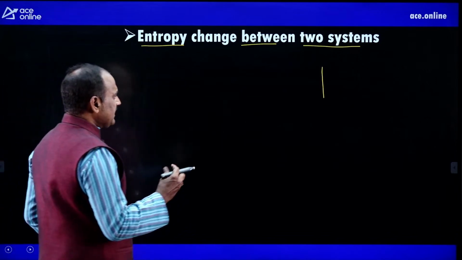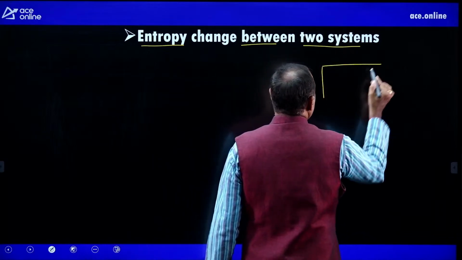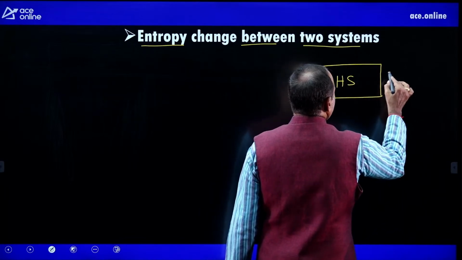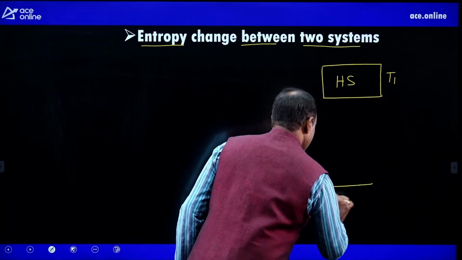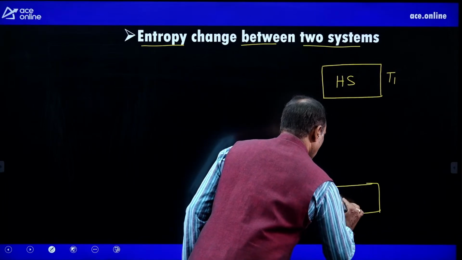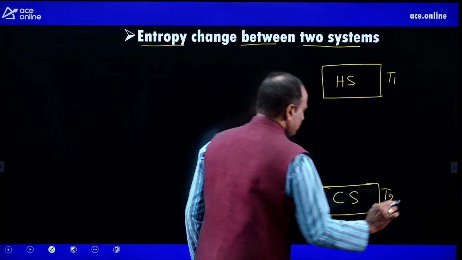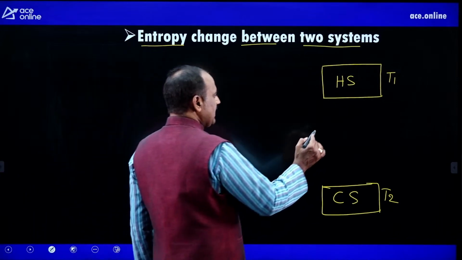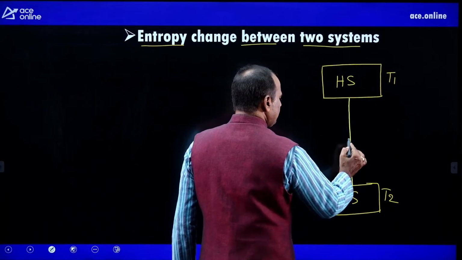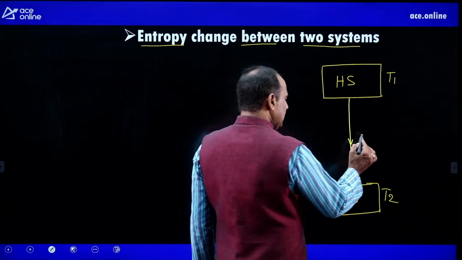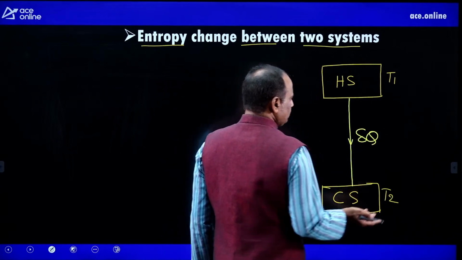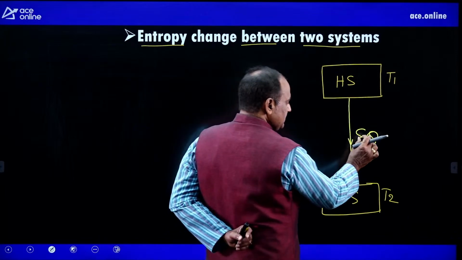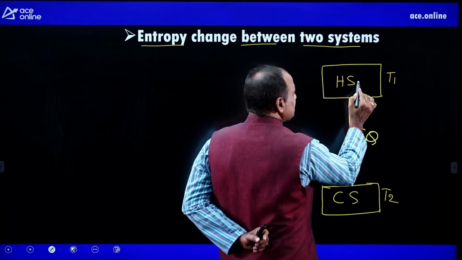Yes. Then let us take the hot source. Assume that the hot source is maintaining the temperature T1, and the cold source is maintaining the temperature T2. When you keep the hot source and cold source side by side, naturally heat transfers from the hot source to the cold source. Let us say del Q amount of heat is transferring from the hot source to the cold source. Okay? Dear friends, remember this del Q is negative with respect to the hot source.